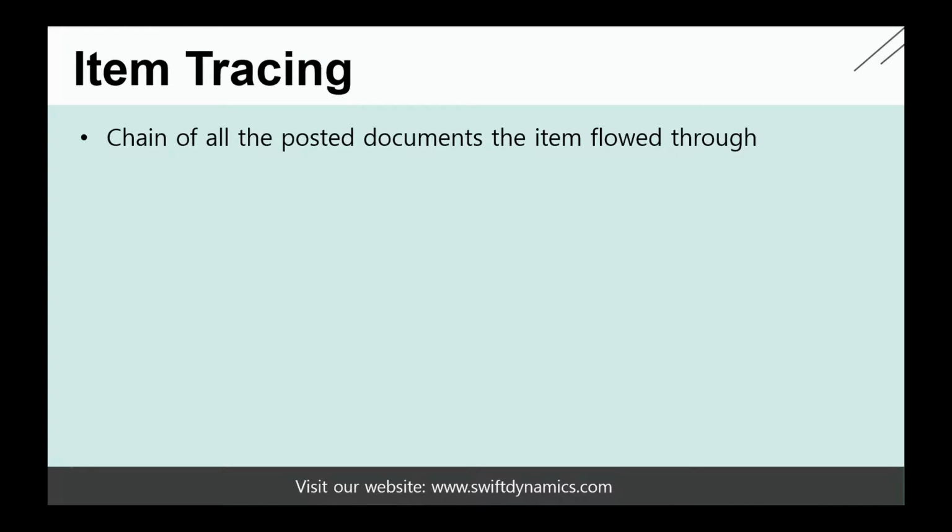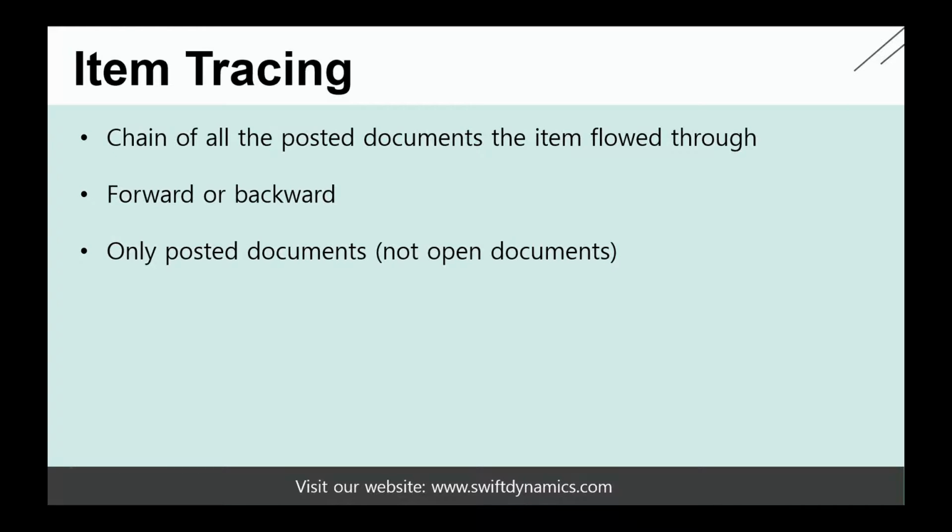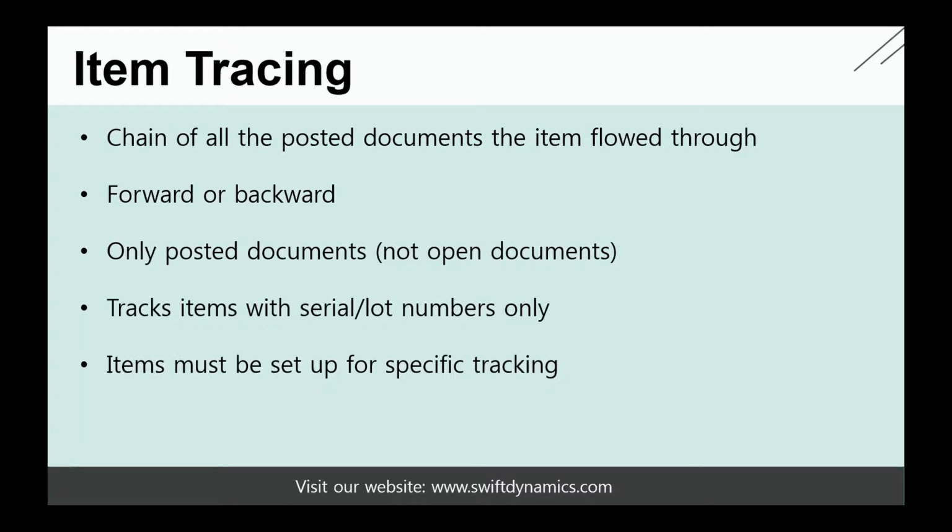Item tracing is showing us a chain of all posted documents the item flowed through. You can use this forwards or backwards. There are a couple of limitations that we have to take into account. One is item tracing is only based on posted documents and not open documents. It tracks items with serial or lot numbers only, and the items must be set up for specific tracking.